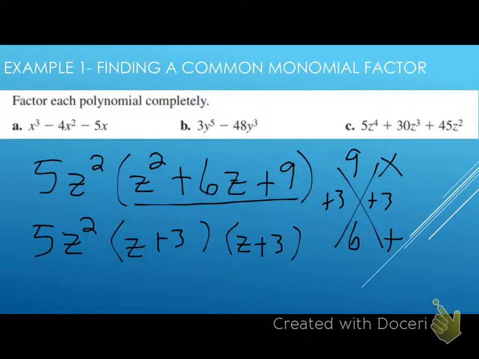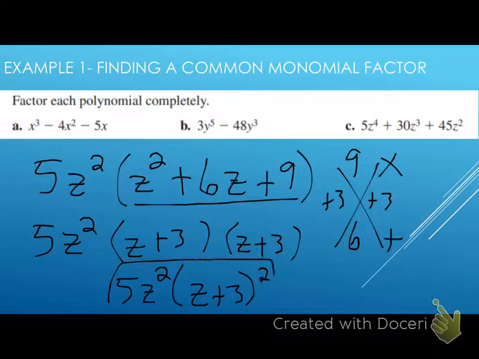So I fill those into my parentheses. Is there another way to rewrite that? Z plus 3 squared. So my final answer would be 5z squared times z plus 3 squared. Any questions on letter C? Everyone good with that? Can I go ahead and move on?